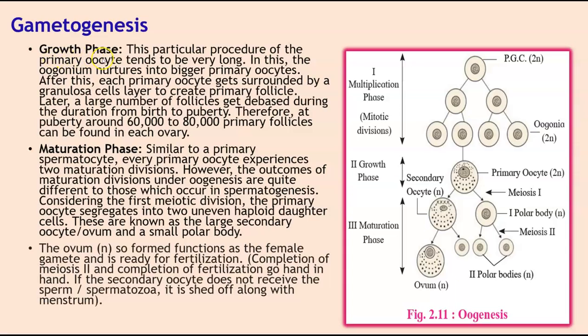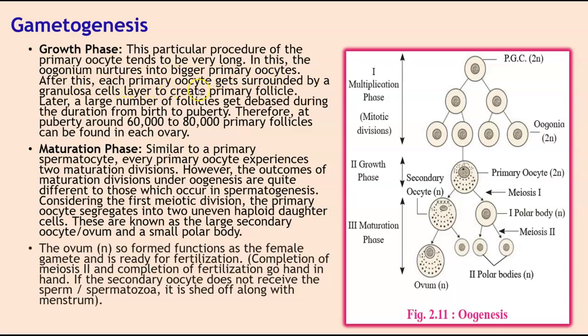The second phase in oogenesis is the growth phase. Now, some of the oogonia stop division and begin to increase in size. Have a look at this image here. Some of them stop dividing and become larger in size, and they form the primary oocyte, which is diploid 2N. Cellular organelles like endoplasmic reticulum, Golgi apparatus, and mitochondria also increase in number. In this phase, the process of primary oocyte formation tends to be very long. The oogonium grows into a bigger primary oocyte.